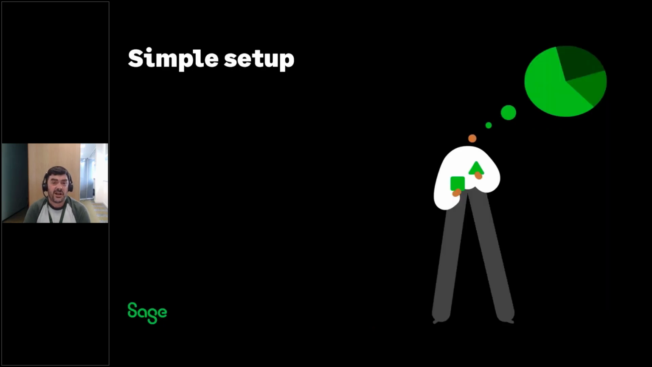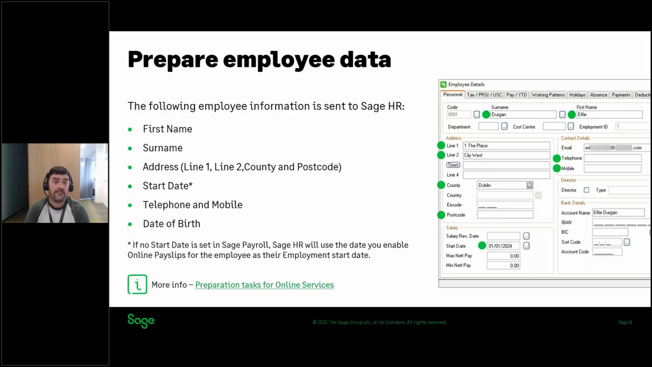So next thing I'd like to cover is how you get up and running with online payslips. And we're going to start with a little bit of preparation just to ensure that this is a completely smooth process and it minimizes any potential issues you may come across. Now, when you first set up online payslips for your employee, an employee profile will be created in Sage HR using the details from their payroll record.